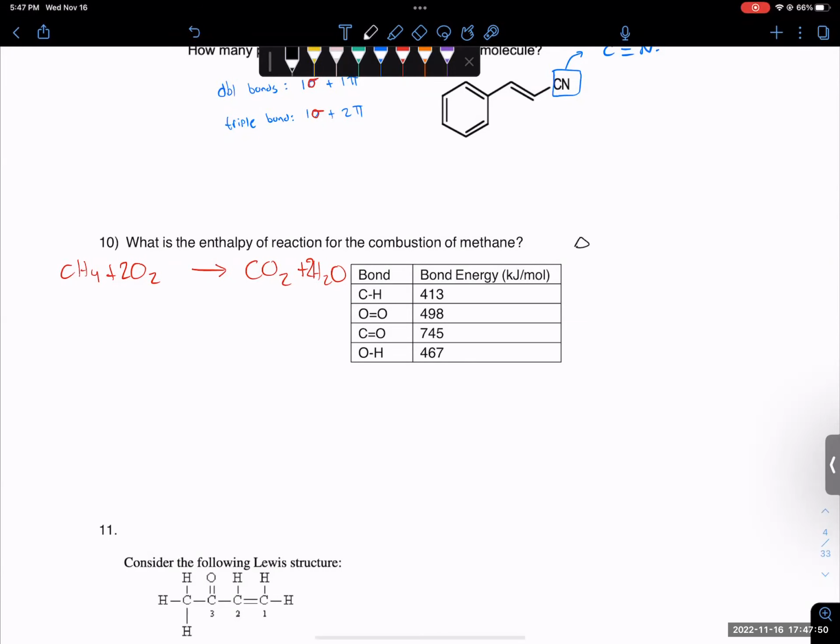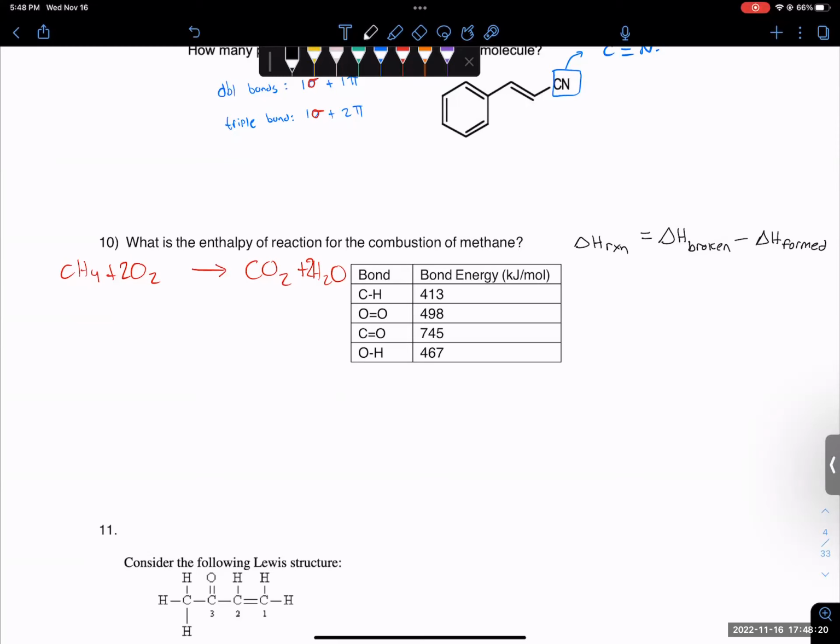So delta H of reaction, when we're talking about bond enthalpies, is the delta H of the bonds broken minus the delta H of bonds formed. That's another way of saying delta H of the reactant bonds minus delta H of the product bonds. But don't get that confused when you do products minus reactants for other scenarios.